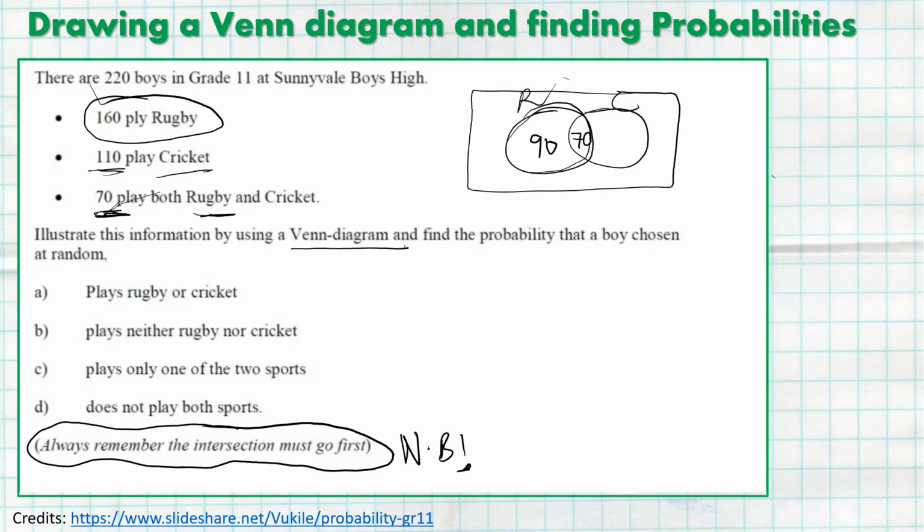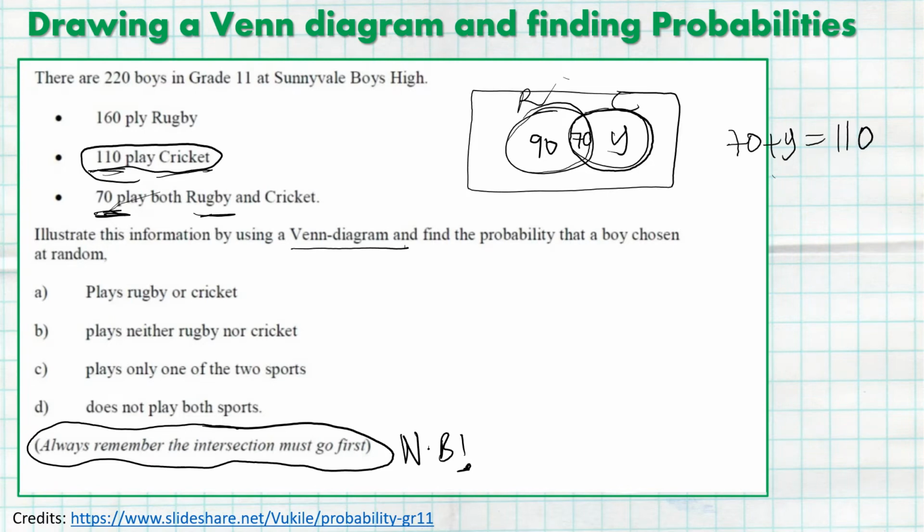Okay, let's now move on. 110 play cricket. Very interesting. 110 play cricket, meaning that the whole circle for cricket equals 110. If I let this part be y, I can say 70 plus y equals 110. Then you solve for y: 110 minus 70, which gives you 40. Meaning those who play cricket only number 40.